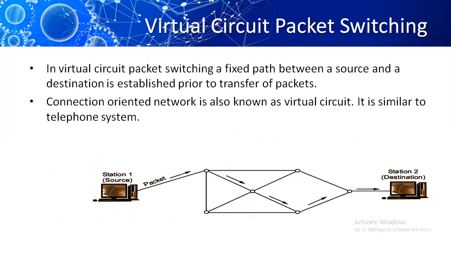Then we come to virtual circuit packet switching. In virtual circuit packet switching, a fixed path between the source and destination is established prior to the transfer of data packets. Just look at this diagram. Here, first a dedicated path is created between the source and destination. After establishing this path, data transfer takes place.